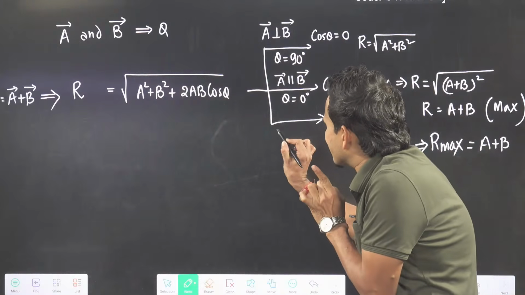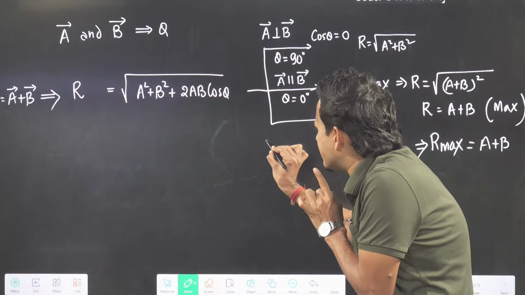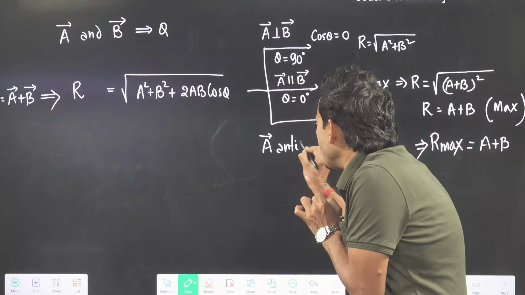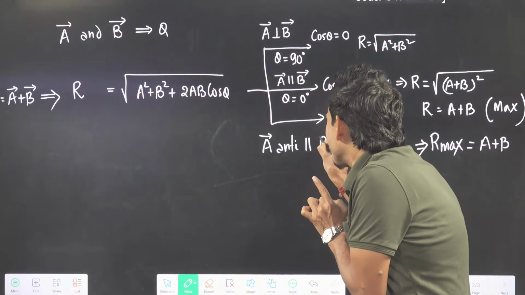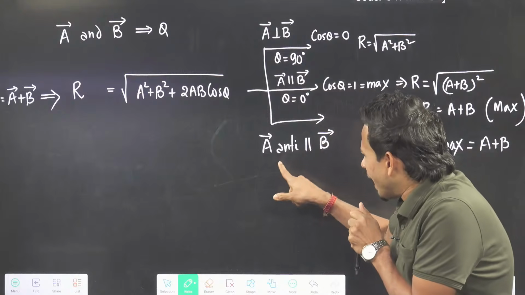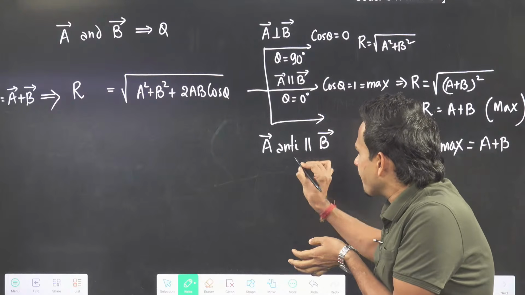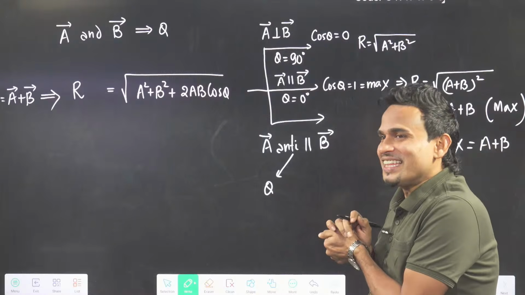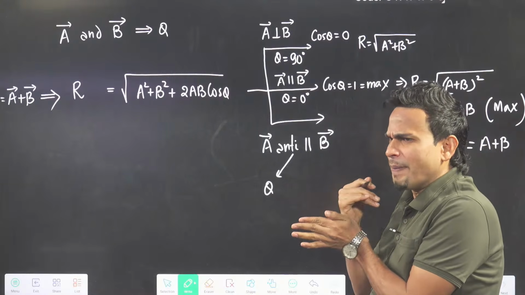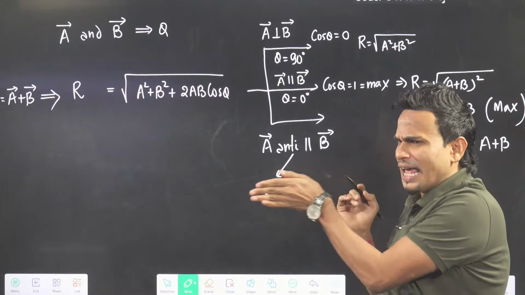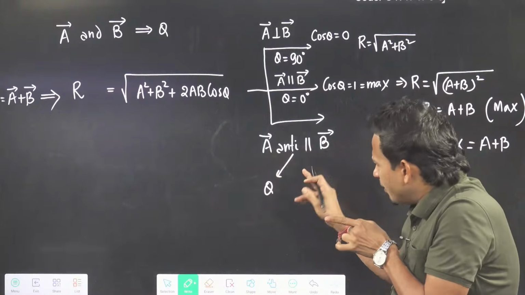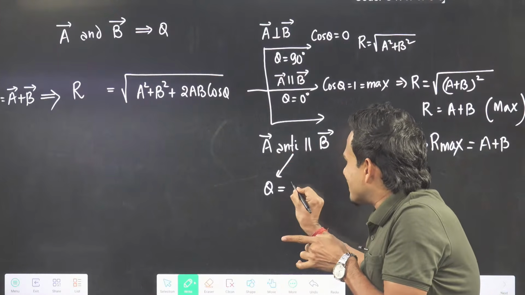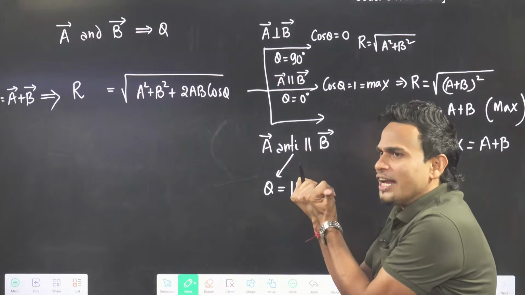Third special case comes if someone came and said, if I give you A bar anti-parallel to B bar, can you tell me what will be theta? If I say A bar is anti-parallel to B bar, A bar like this, B bar like this, then theta is 180. Both are in opposite direction.